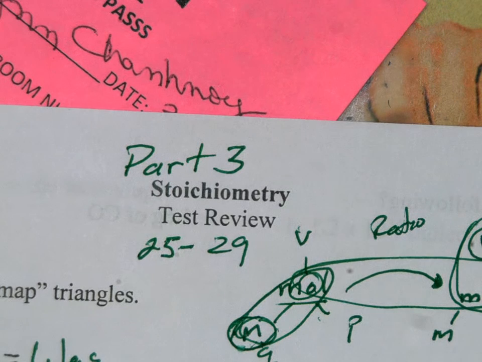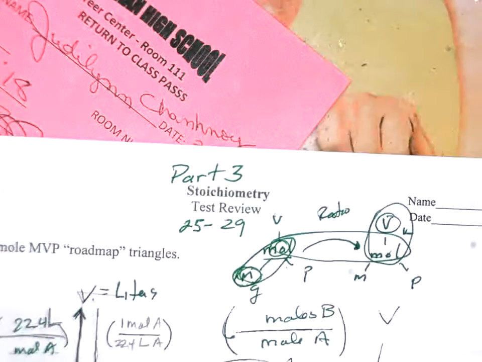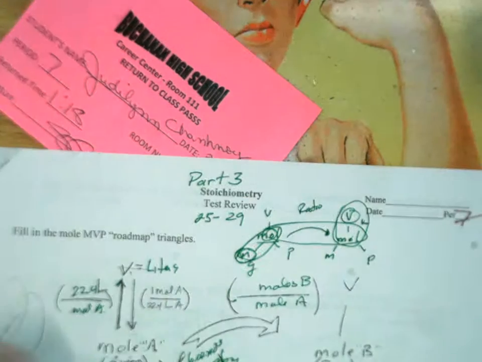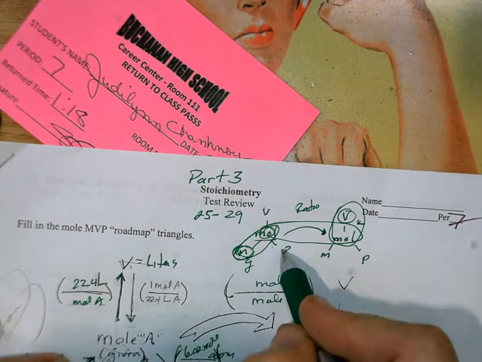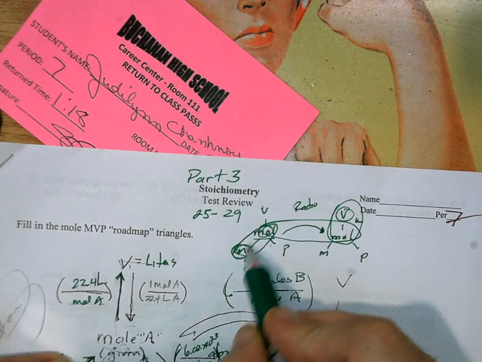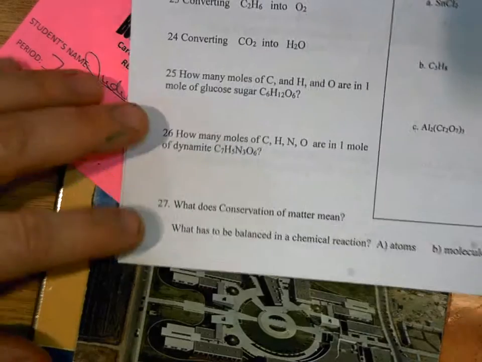Hey everybody, wow, it's been a long review here, so let's zoom out a little bit. This is part 3 of the stoichiometry test review. I cannot emphasize enough, make yourself a simple MVP triangle, use a pencil, if that'll help you map out so you know how many conversions you need to do. So we are working on the back now.